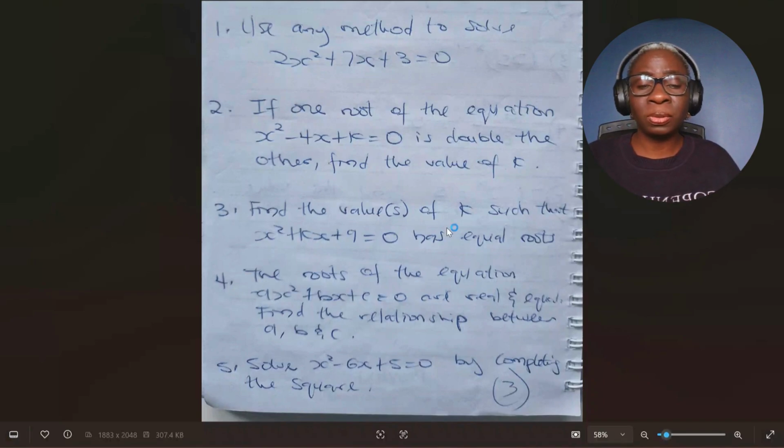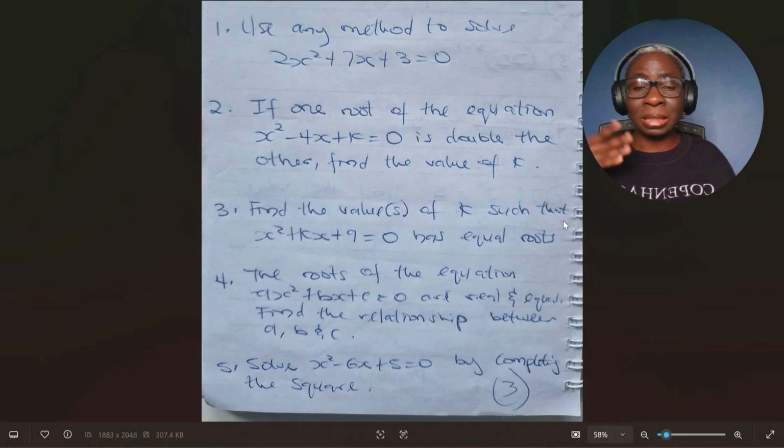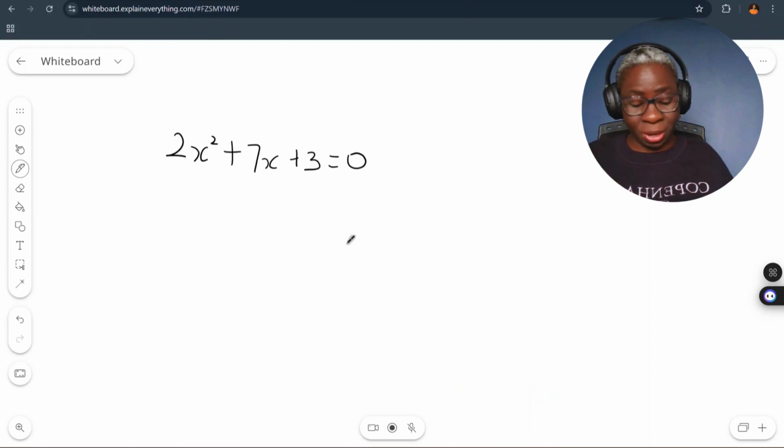How do you solve these tricky quadratic questions? The first one says use any method to solve. Once the question says use any method, then you can factorize. You can use the completing the square method if you are good at it, or you can use the quadratic formula, since it says use any method. But in this video, we want to factorize this.